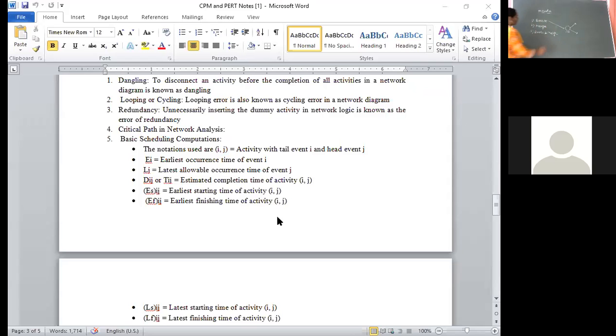The second one is merge event. When more than one activity terminates in an event, that means some activities have already started, this is called a merge event. The combination of these two is burst and merge.